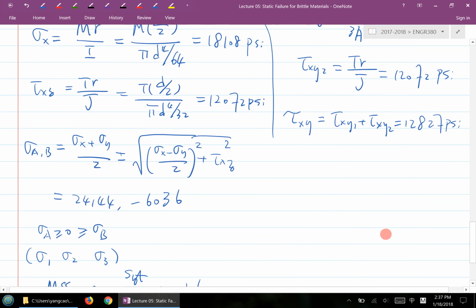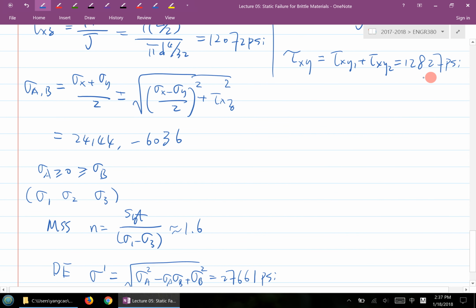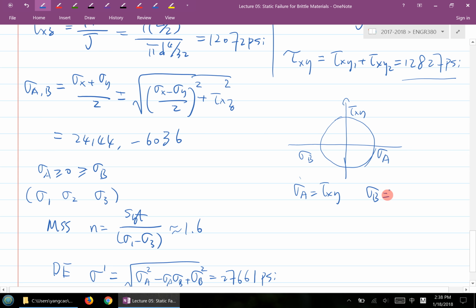At the B location, let's come back to the B location here. I calculated the shear stress now. At the B location, there's only one shear stress. If you put it into the perspective of Mohr's circle, here's your tau xy, here's your sigma B, and here's your sigma A. This is the Mohr's circle when you have pure shear, right? In other words, your sigma A is basically your tau xy, and sigma B is negative sigma A in this case. Now apply similarly for the MSS theory.